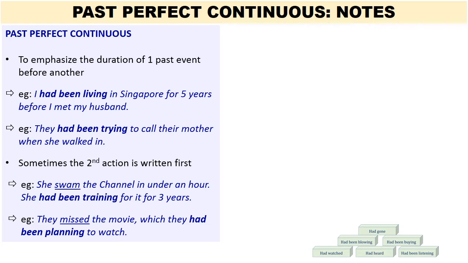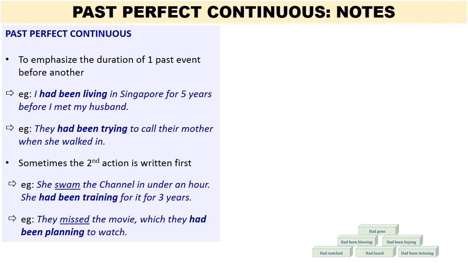Next example. They had been trying to call their mother when she walked in. Had been trying is the first action. Walked is the second. Again, in this example, we want to stress that they had been carrying out this action for a long time, and therefore we use the past perfect continuous tense.